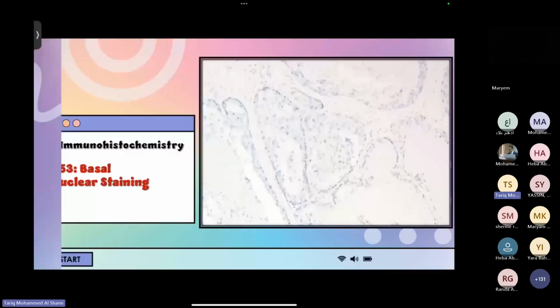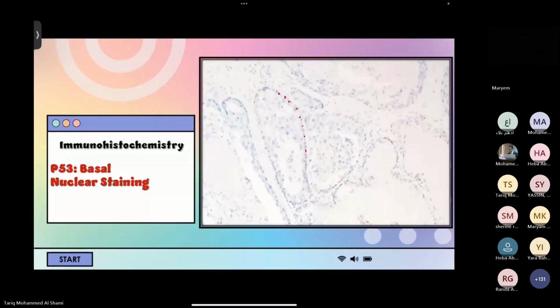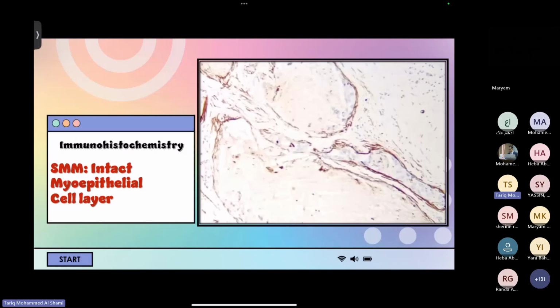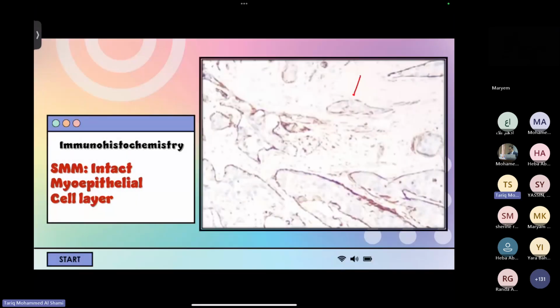Okay, now we have to go with immunohistochemistry for confirmation of the diagnosis. This is a photo of P53. We can see here the basal nuclear positivity of P53. We can go now with SMM for drawing the myoepithelial layer of the suspicious ductules, especially in this slide, these tiny foci, lined by SMM.